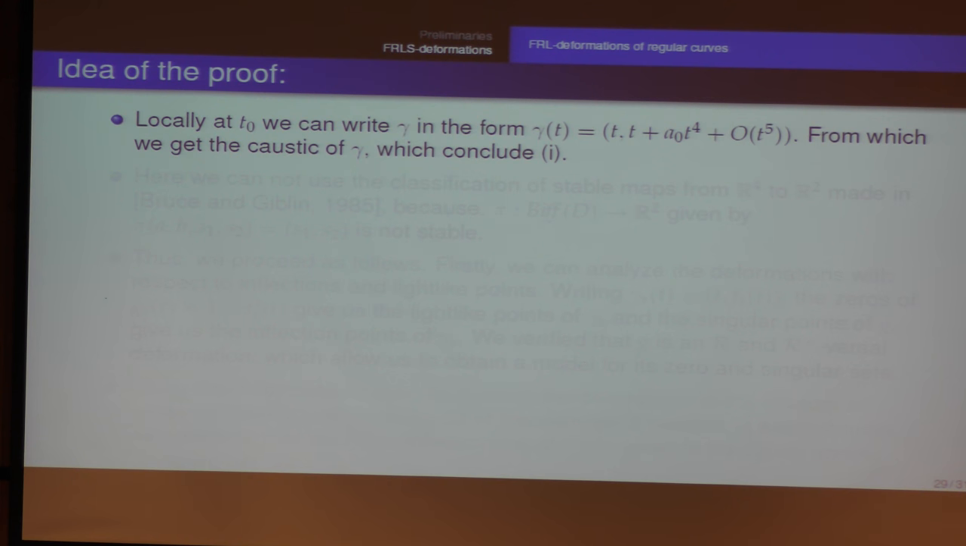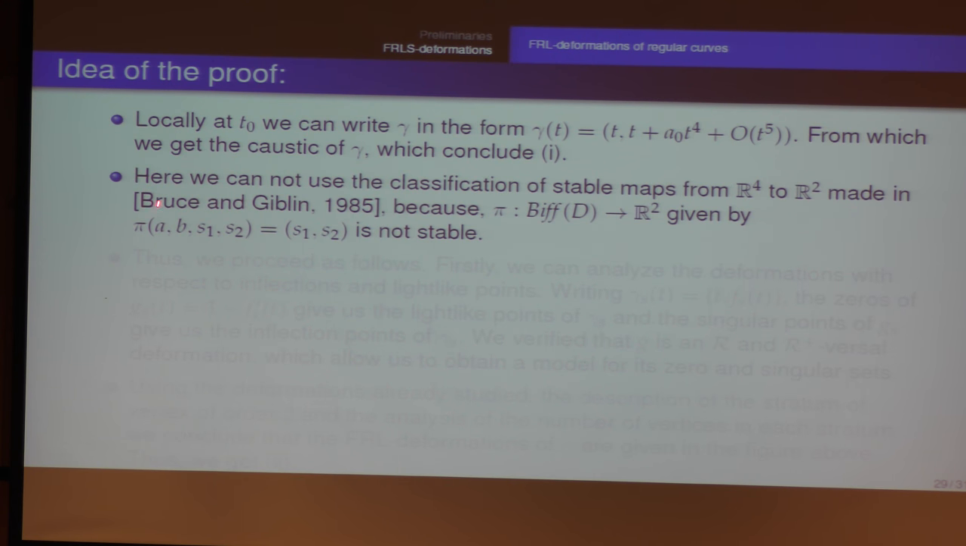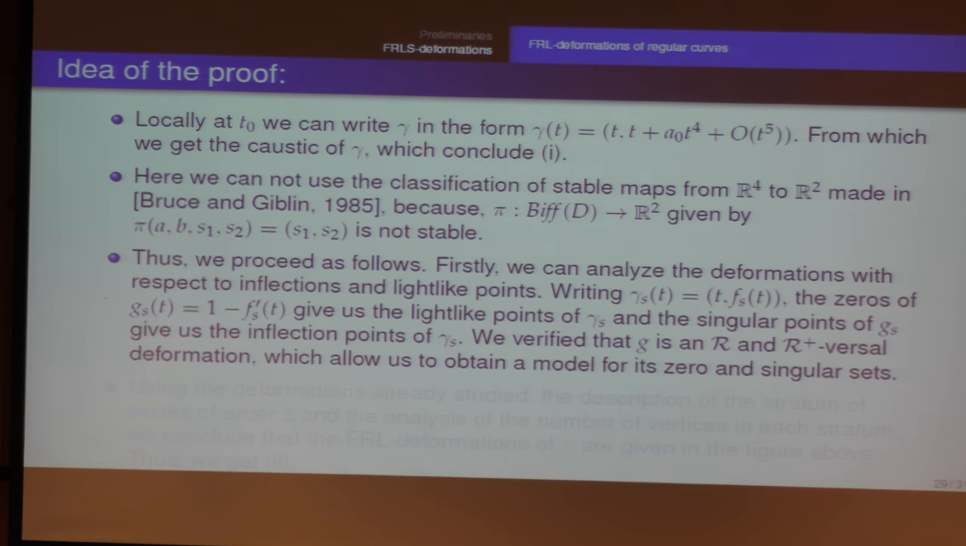The idea of the proof for the first item is exactly the same as the previous one. For the second item, we observe that here we cannot use the classification of stable maps from R4 to R2 made in 1985 by Bruce and Giblin, because here the projection is not stable. And then, how can we proceed? We proceed as follows.